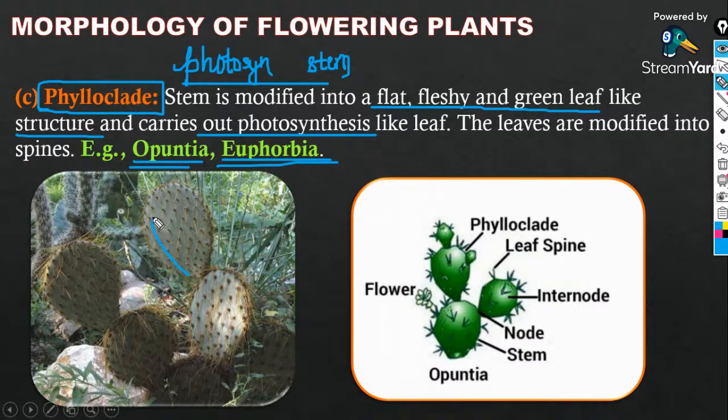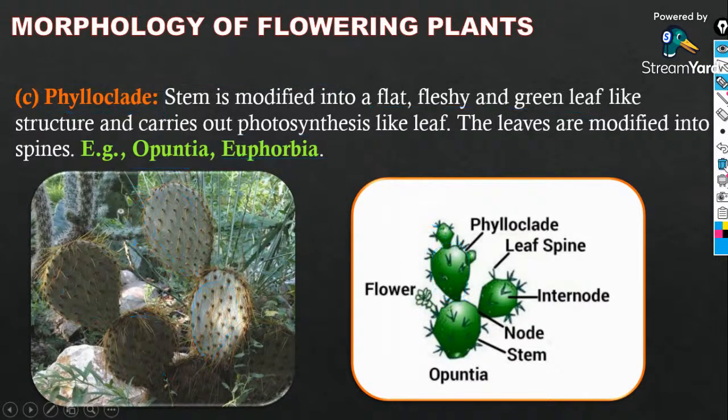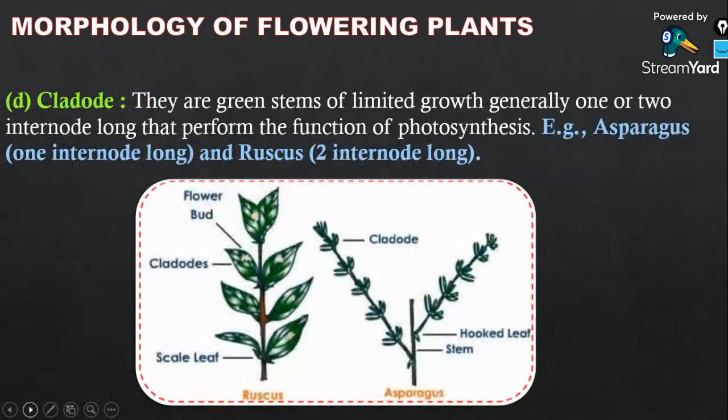Look, this is the structure. This is the stem of the plant, guys. This is the stem, but you will consider this as the leaf only, right? This is the stem and these particular pointed thorns are the leaf. Don't get confused. This thorn is actually the leaf and this green part is the stem. Clear? Leaf is the spine. So Opuntia and Euphorbia are examples of Phylloclade.